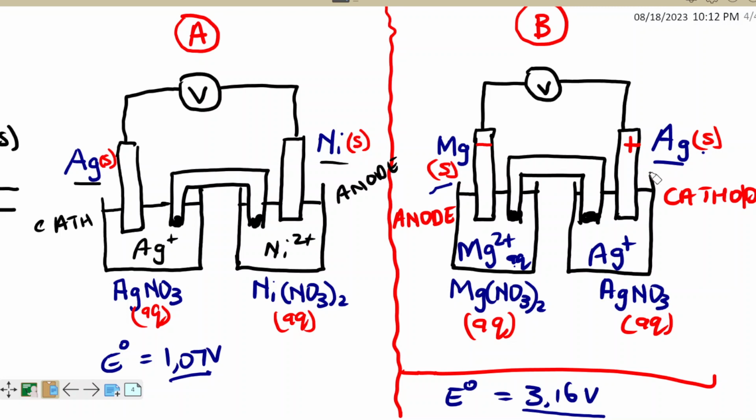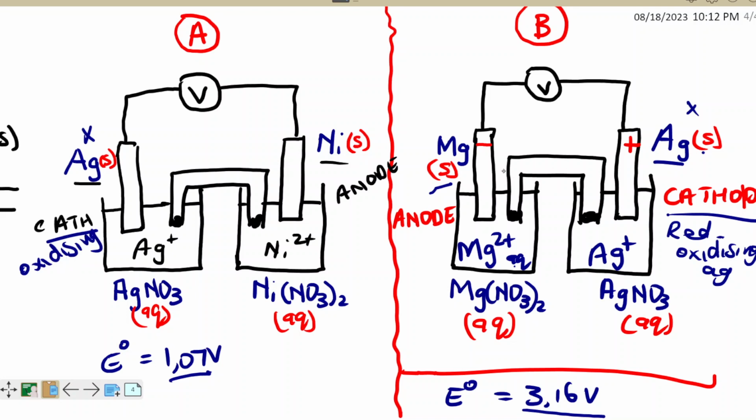By looking at these two cells, you can see that the silver is on the cathode for option A, and also the silver is on the cathode for option B. So silver is acting the same, receiving electrons. Remember, on the cathode we have reduction, which is a gain of electrons, which means that silver is an oxidizing agent for both cells.